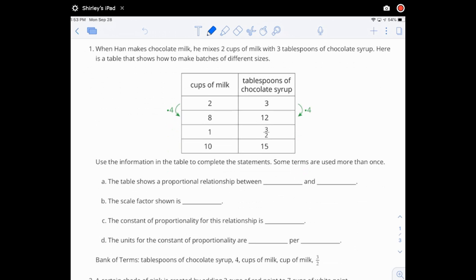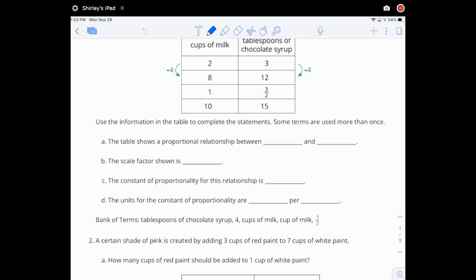Some terms are used more than once. Okay, so we have a bank of terms here, so it's easy to miss. I have teaspoons of chocolate syrup, 4 cups of milk, cup of milk, and then 3/2. So I'm just going to fill in the blanks.